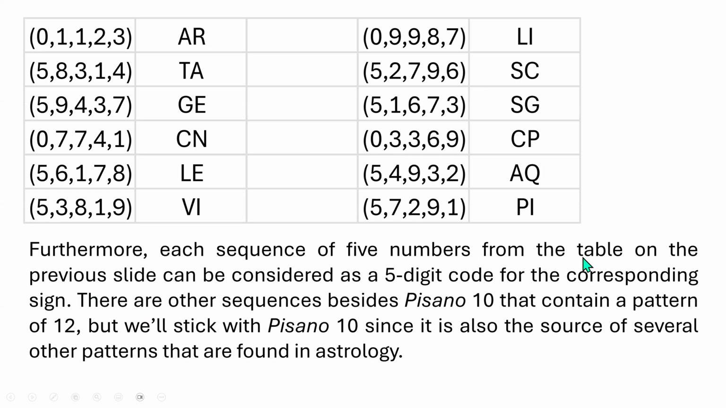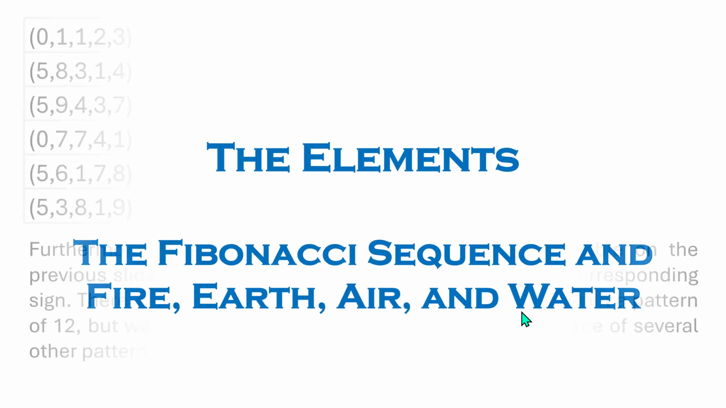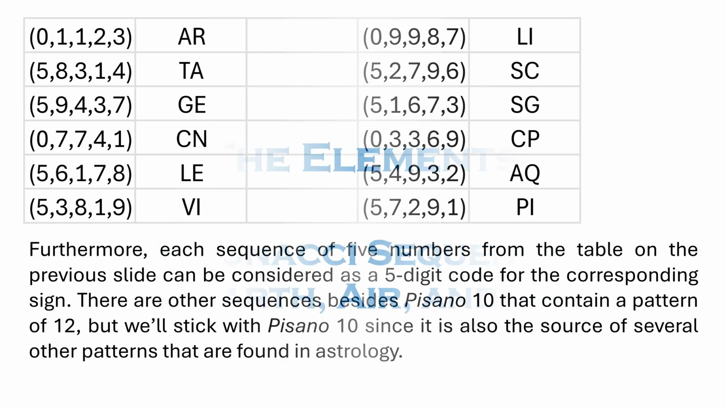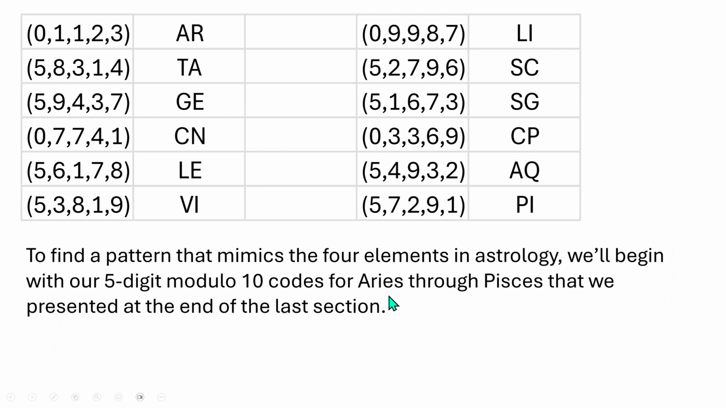Okay, furthermore, each sequence of 5 numbers from the table on the previous slide can be considered as a 5-digit code for the corresponding sign. There are other sequences besides Pisano 10 that contain a pattern of 12, but we'll stick with Pisano 10 since it is also the source of several other patterns that are found in astrology. Next is the elements, the Fibonacci sequence, and fire, earth, air, and water. Okay. To find a pattern that mimics the 4 elements in astrology, we'll begin with our 5-digit modulo 10 codes for Aries through Pisces that we presented at the end of the last section. And here I've got that same table right up here.